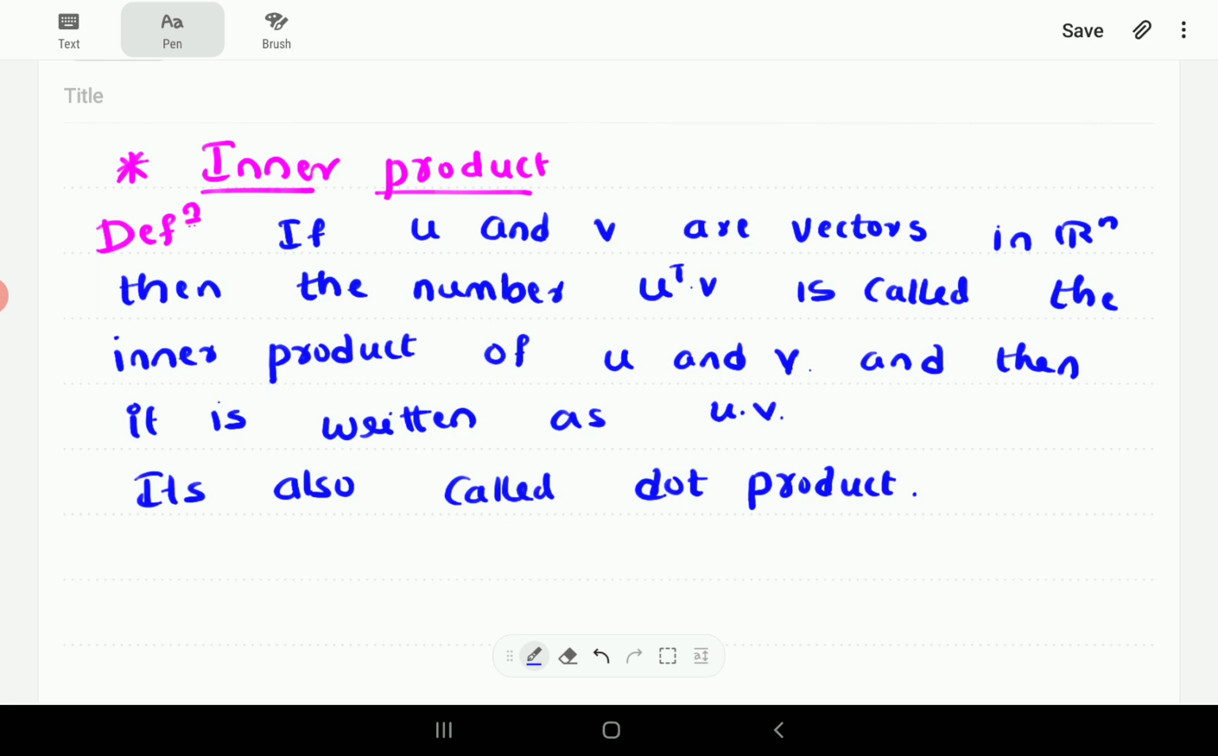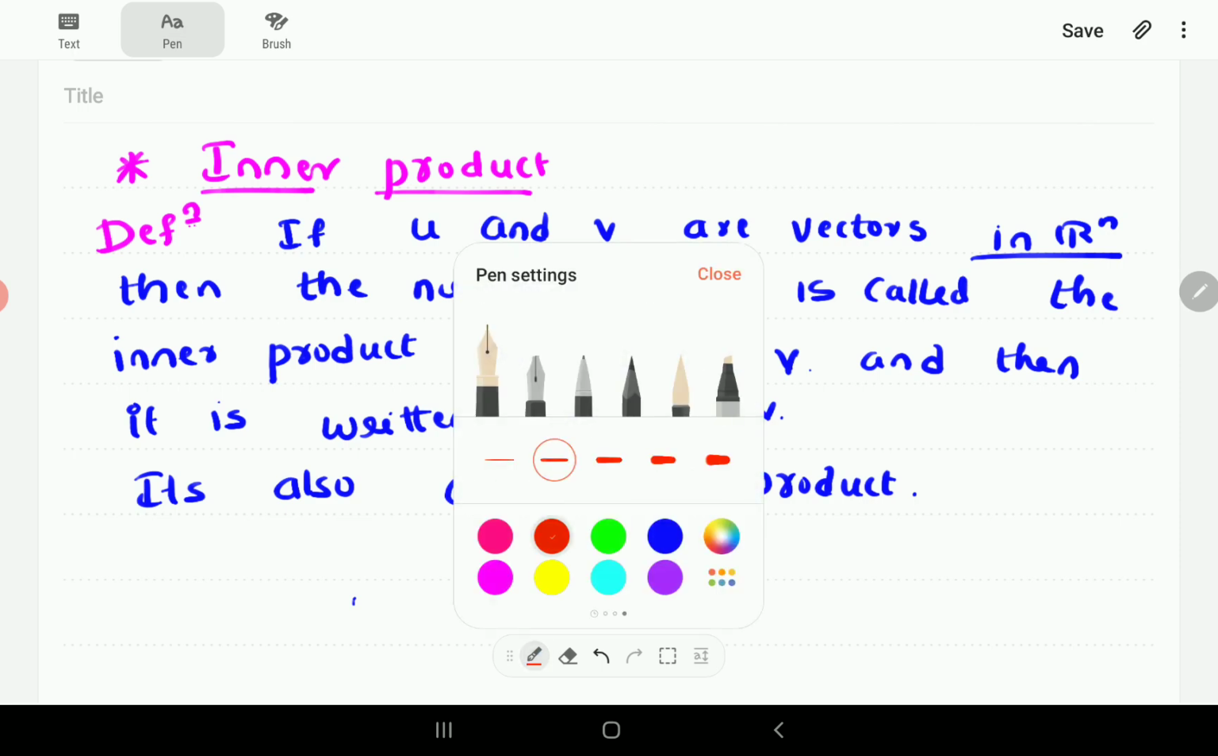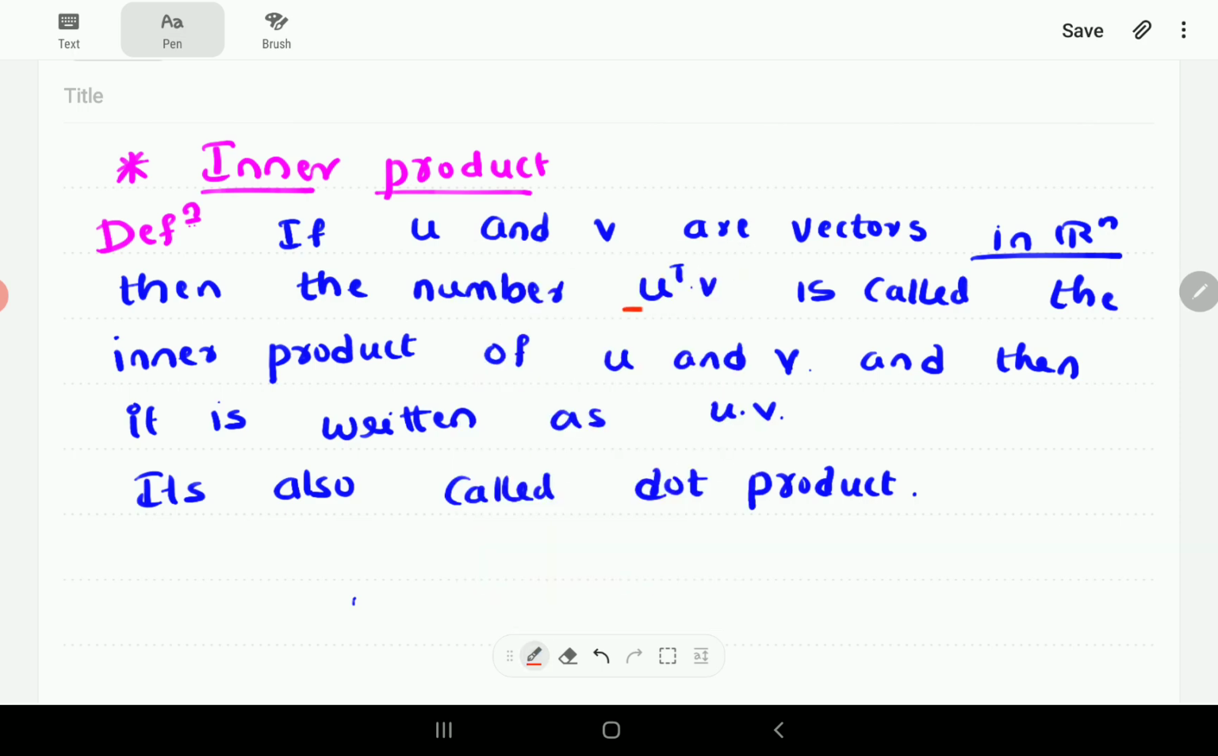If u and v are vectors in Rn, the n-dimensional space, then the number u transpose times v, and I'm saying number because it is a scalar quantity, is called the inner product of the vectors u and v. It is usually written as u dot v. It is also a dot product. Okay, how do we define it?